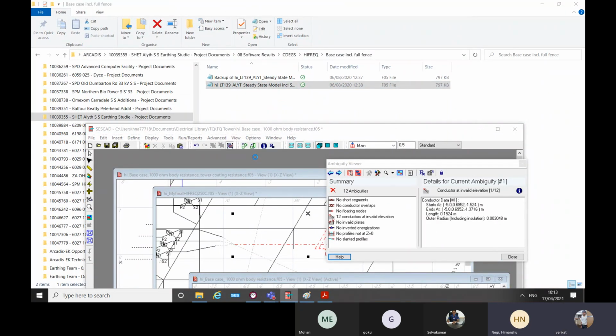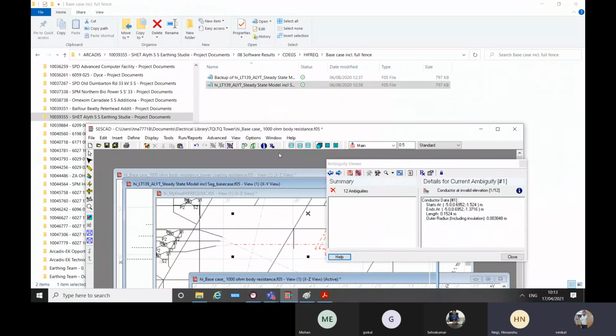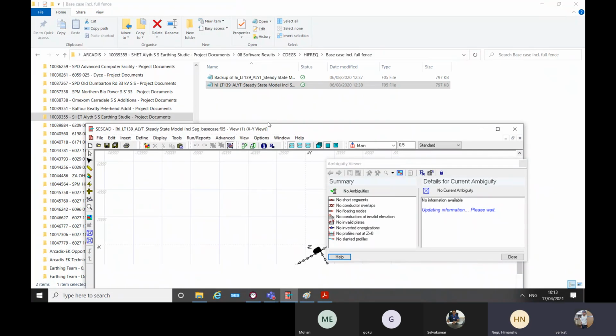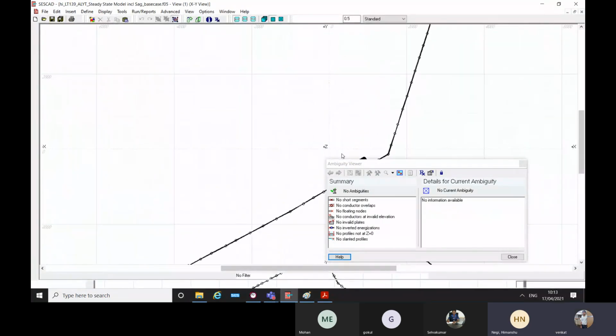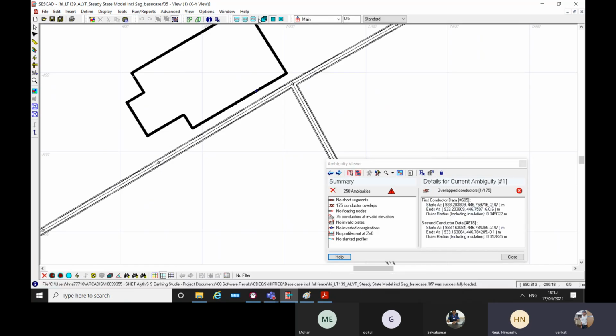So one more example you will see here is an example of a fence. So that's again a guy, and you know how the fences are near a substation.